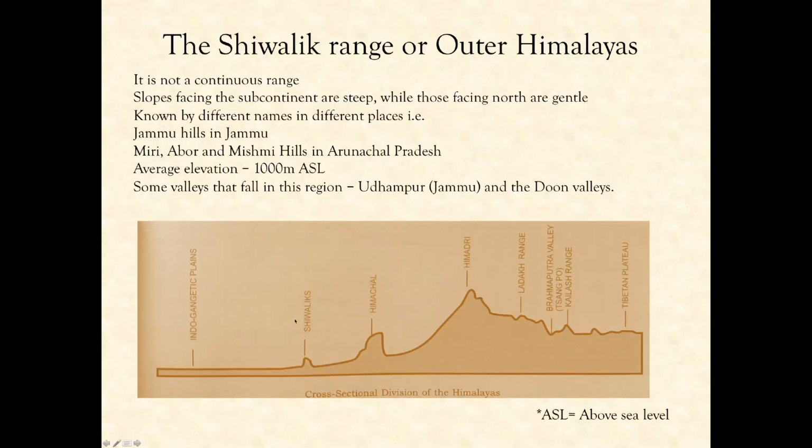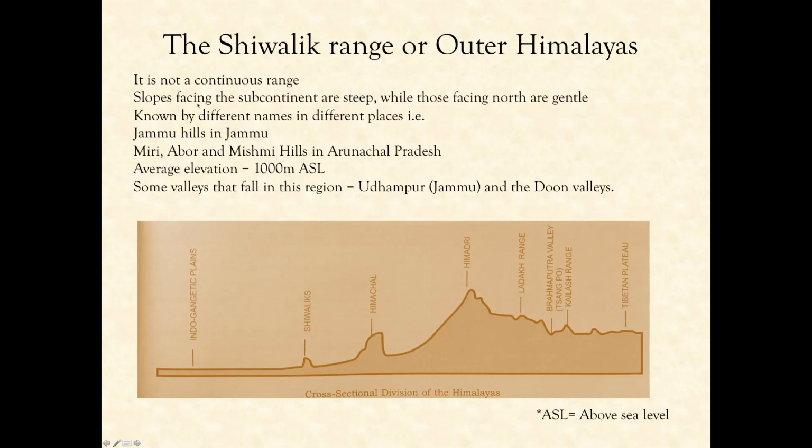Then the southernmost range is the Shivalik range, or outer Himalayas. Shivalik is not a continuous range. Its slopes facing the Indian subcontinent are steep, while those facing north are gentle. The slope of the Shivalik range is quite steep toward the south, whereas on the north side it is quite gentle. It's not as steep to the north as it is to the south.